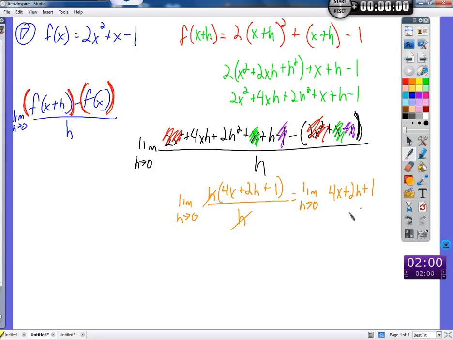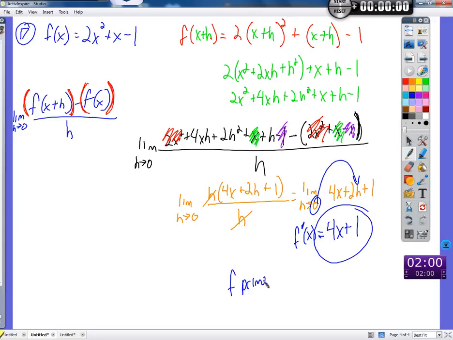And then you can plug in 0 for h. We get 4x plus 1. That's amazing. We have this function now. What do we call it? The derivative, yeah? And how do we write that with function notation? f with a little apostrophe means prime. That's one mark. f prime of x is the derivative of f. f prime is the derivative of f.